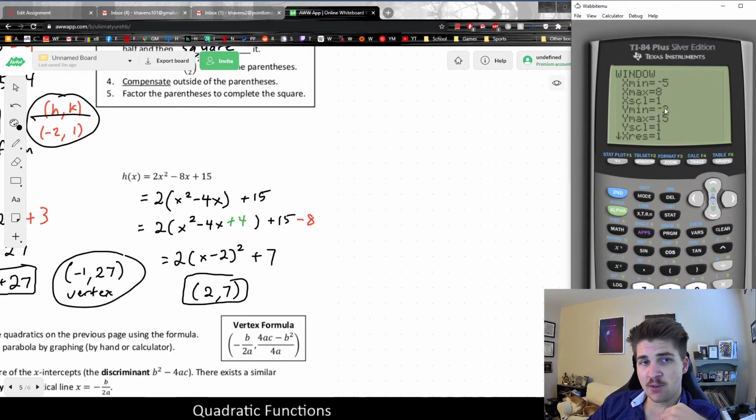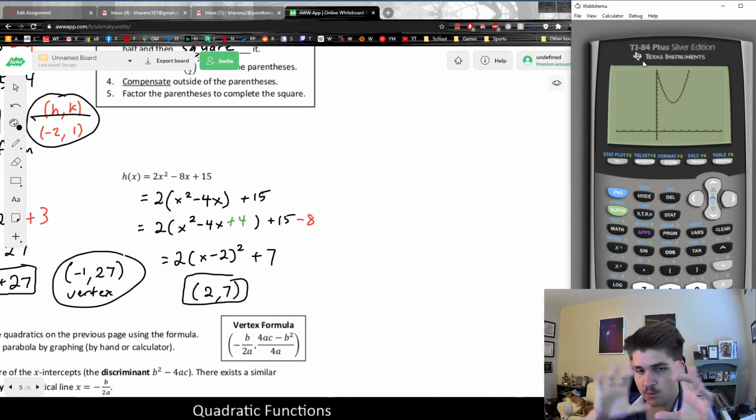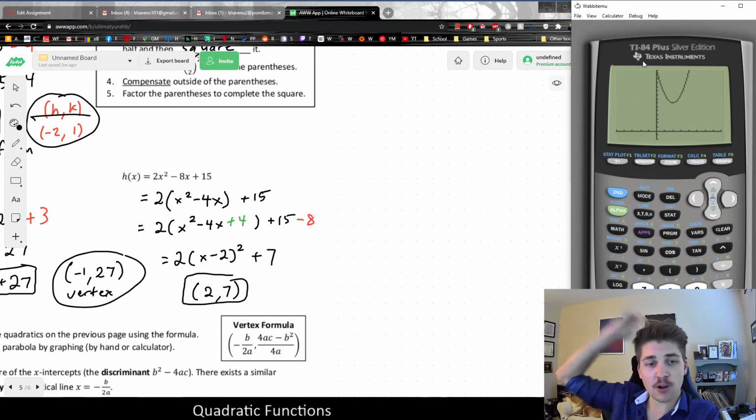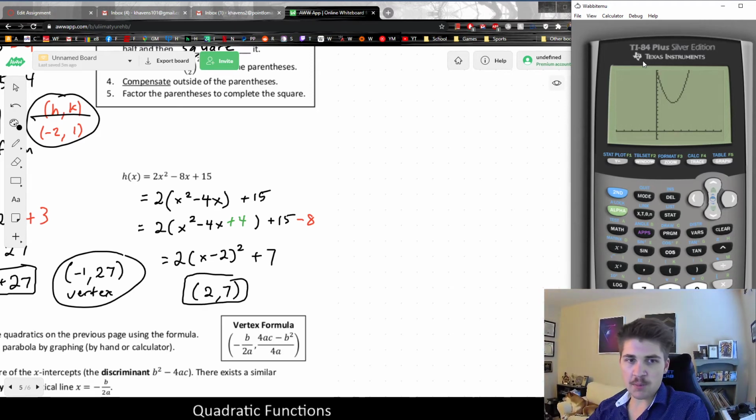Same for the range. Ymin and Ymax are the bottom and top of your window, and the scale is how often you want a tick mark. When I graph it, that's exactly what it shows, from -5 to 8 and from -2 to 15. This is really useful if you're ever trying to recreate or match a graph, say in a multiple choice question. You can recreate it by programming in exactly the viewing window based on the domain and range you have.